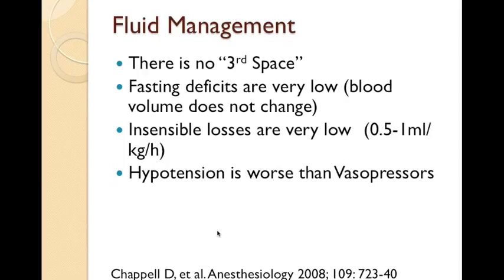Insensible losses we overestimate, and he's saying that 0.5 to 1 mil per kilogram per hour is probably all we need to account for. And hypotension is worse than vasopressors. So essentially what that article would suggest is, rather than giving lots of fluid, let's just be more rational with our fluid and treat hypotension with vasopressors. Don't let them get low, but don't give them too much fluid.